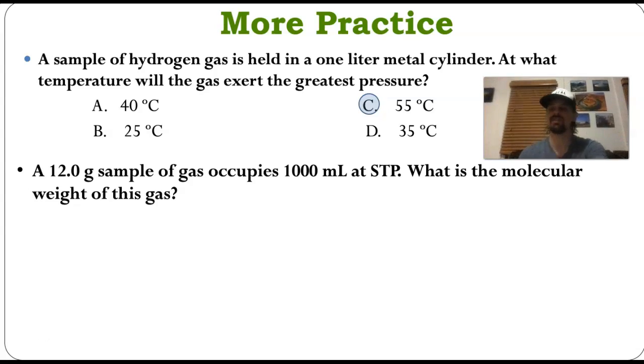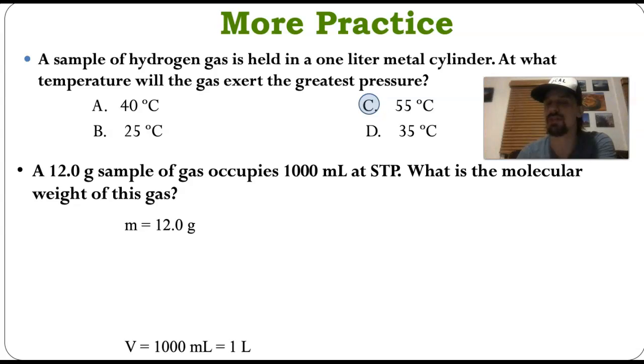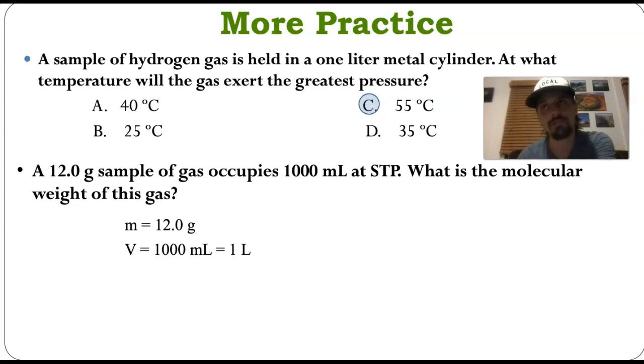So anytime I'm given variables, the first thing I like to do, remember, is list them. 12-gram sample, that's a mass. 1,000 milliliters, that's a volume. Now remember, in this unit, my volume typically is going to need to be in liters, so I right away converted that to liters by moving the decimal 3 places to the left. My temperature is 273 because it's STP. My pressure is 1 atm.